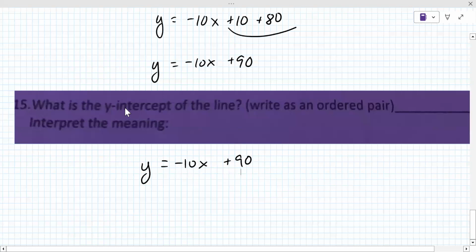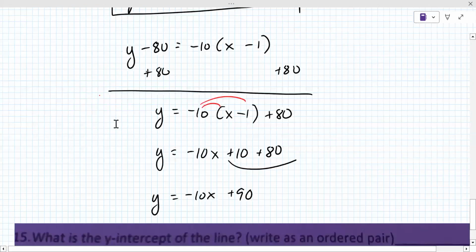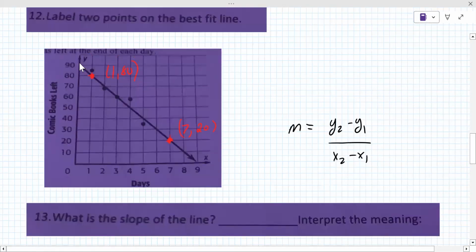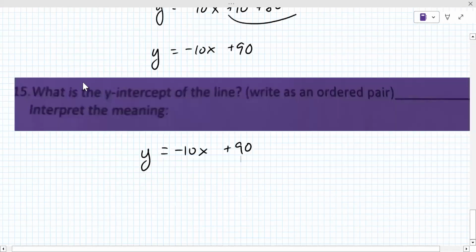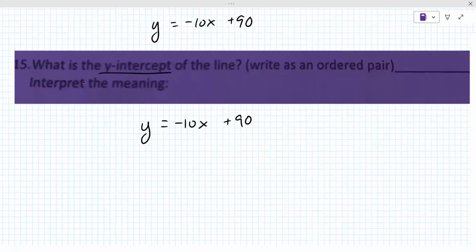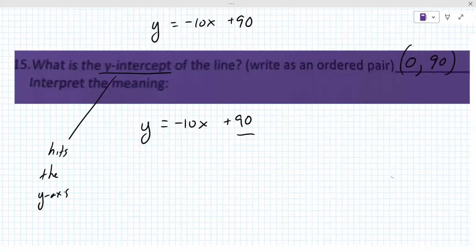90. Now, physically, the y-intercept, we're going to go back to the graph. The 90 is where it hits the y-axis. You see where it hits 90 right there? That's physically what the y-intercept means. So you've got to associate y-intercept with where it hits the y-axis. It also happens to be this other number, 90. The ordered pair, though, means that x is 0 and y is 90.